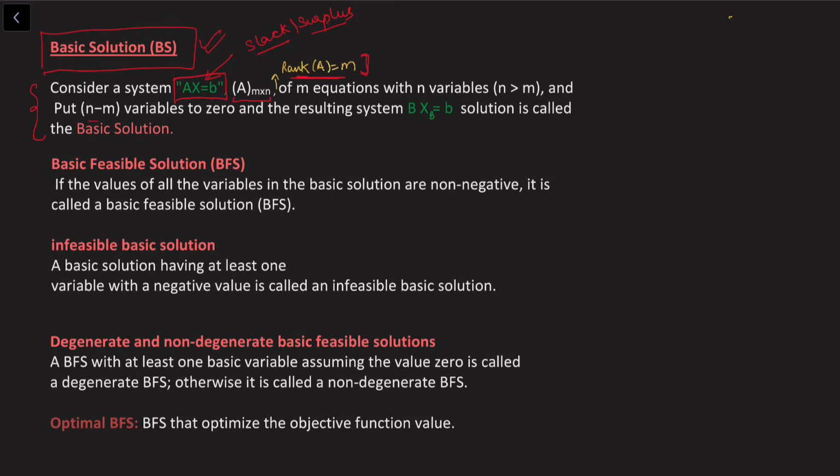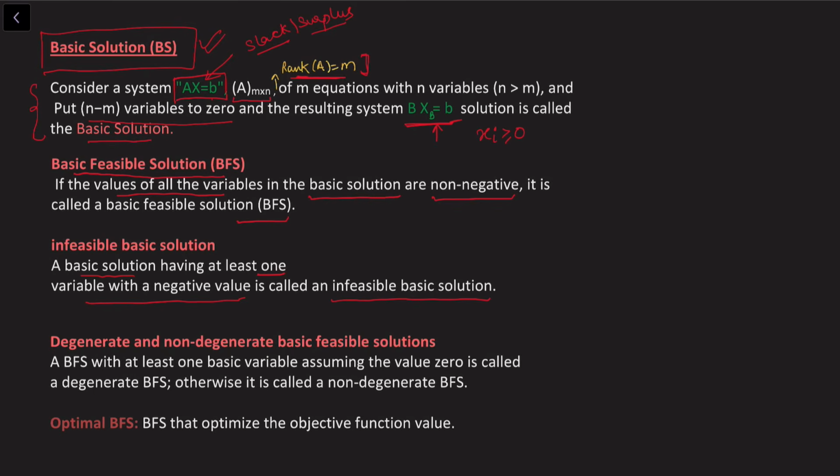So if I put n minus m decision variable equal to 0, then the system is reduced and the solution of this system is called basic solution. In addition to this reduced system, if I also take that the decision variable are non-negative, which is usually given in the linear programming problem, then we call this as basic feasible solution. So if the decision variable in basic solution that we have solved are all non-negative, then it is called basic feasible solution or BFS. And if basic solution have at least one variable with the negative value, then we will call this as infeasible basic solution.